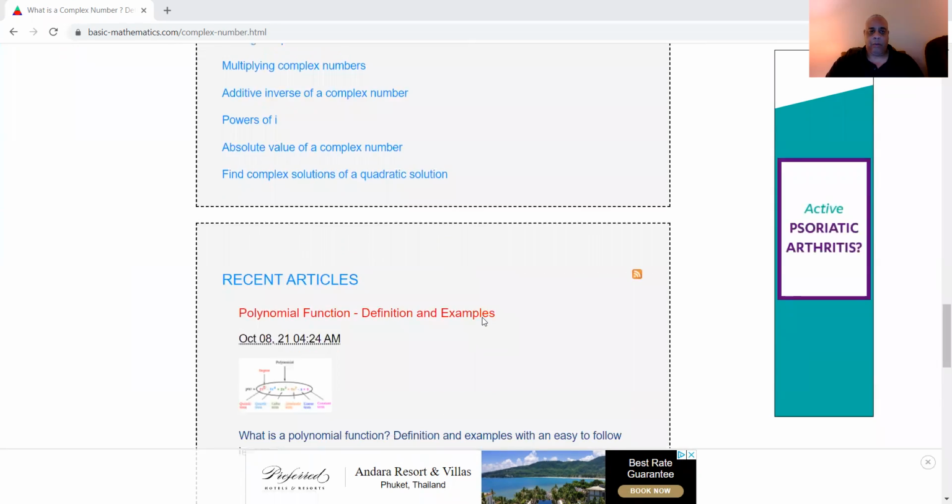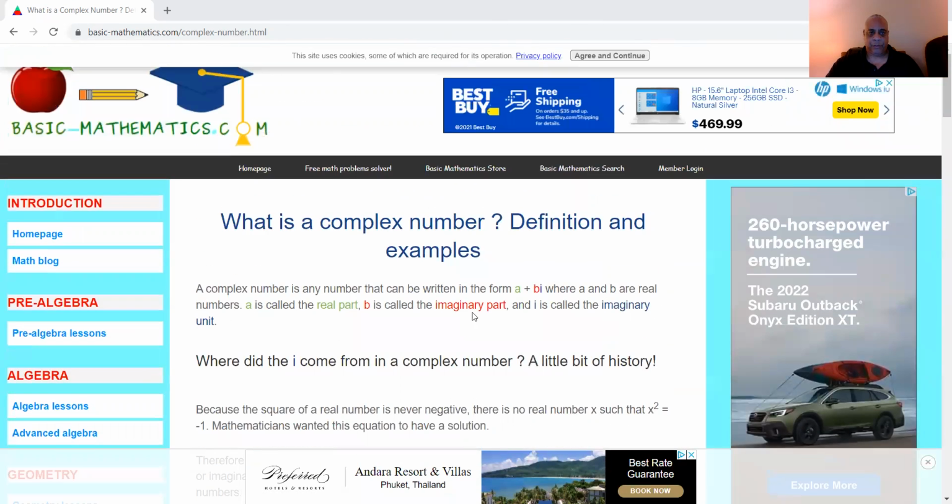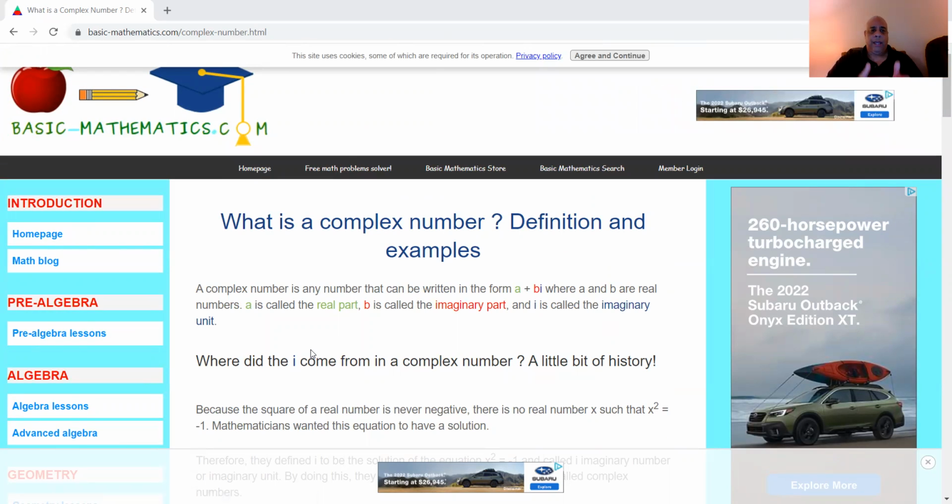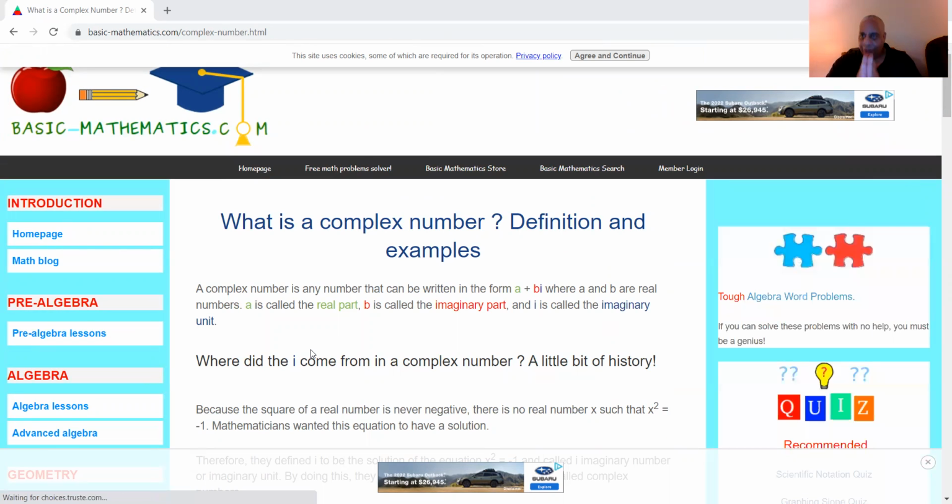Now, again, when we deal with complex numbers, a complex number is any number that can be written in the form A plus BI, again, where A and B are real numbers. A is called the real part, while B is called the imaginary part, and I is the imaginary unit.